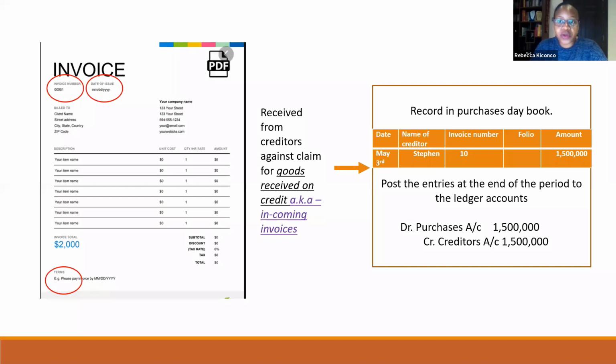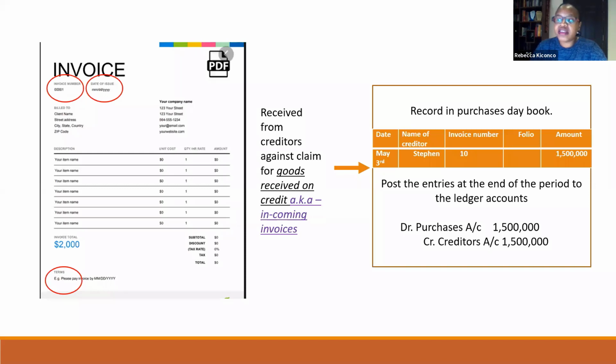We get what we call a purchases invoice. Now, remember, I told you the elements that must be on a source document: the number of the document, the date that it was issued, the company that has issued that invoice. In this particular invoice, you have what we call terms. Please pay your invoice. It's down there. I have circled it in red. Please pay your invoice by a certain date.